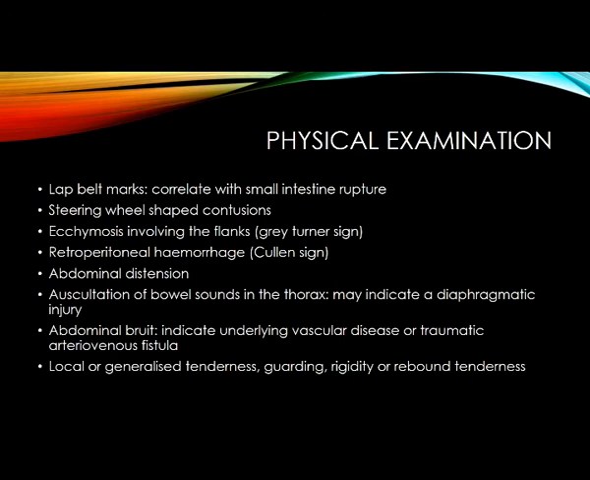Lap belt marks correlate with small intestine rupture. Steering wheel shaped contusions; ecchymosis involving the flanks, which is the Grey Turner sign, indicating retroperitoneal hemorrhage; the Cullen sign; abdominal distension. Auscultation of bowel sounds in the thorax may indicate a diaphragmatic injury. Abdominal bruit indicates underlying vascular disease or traumatic arteriovenous fistula. Local or generalized tenderness, guarding, rigidity, or rebound.